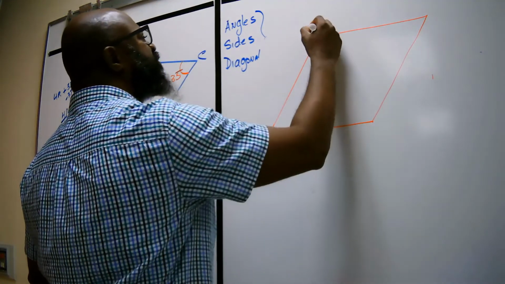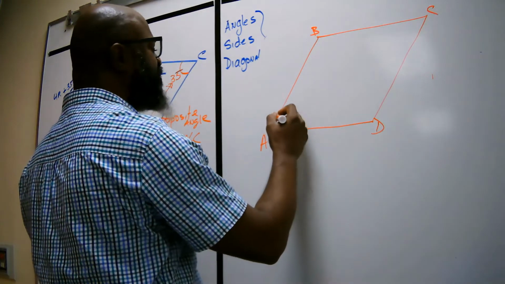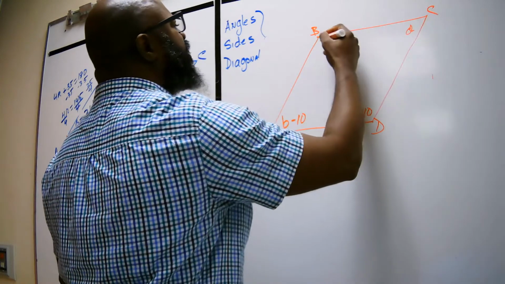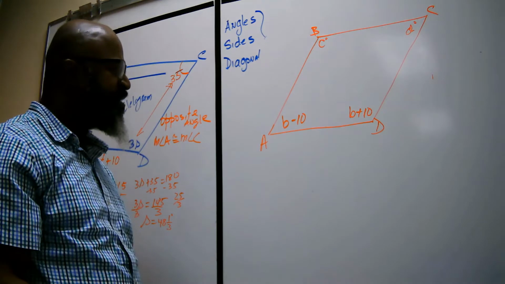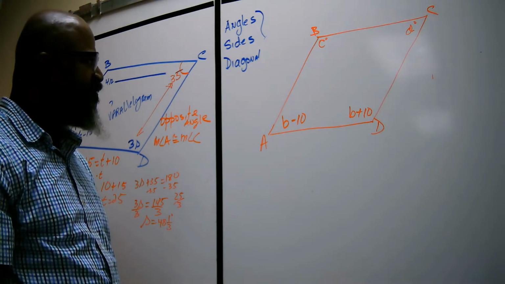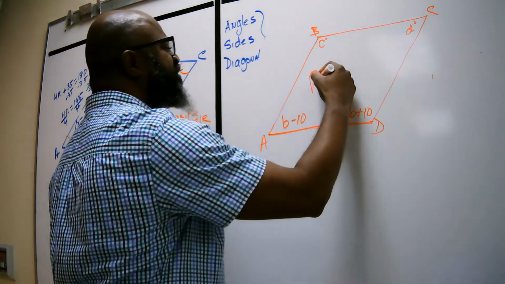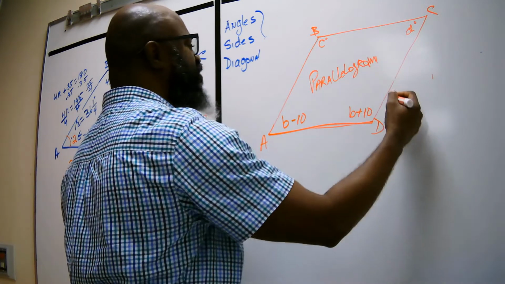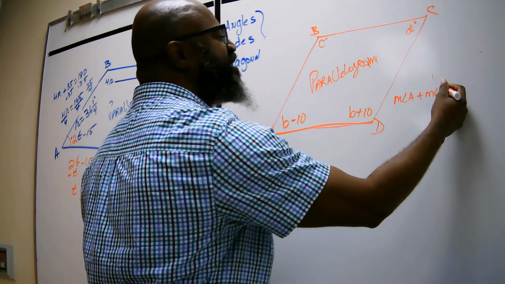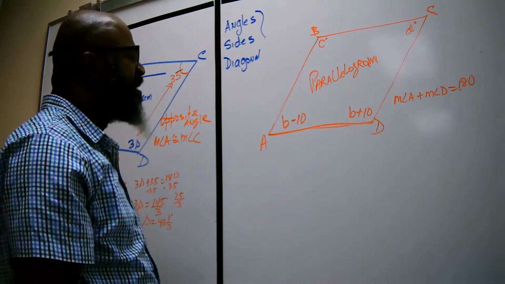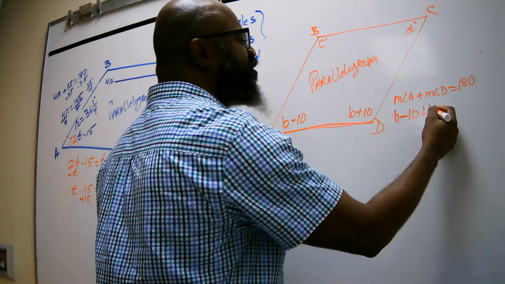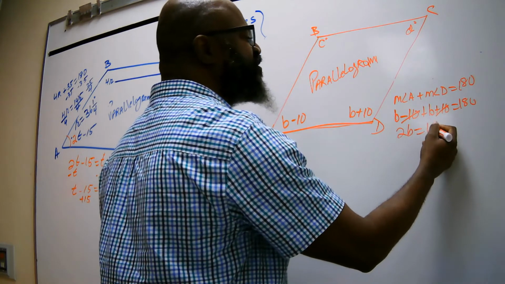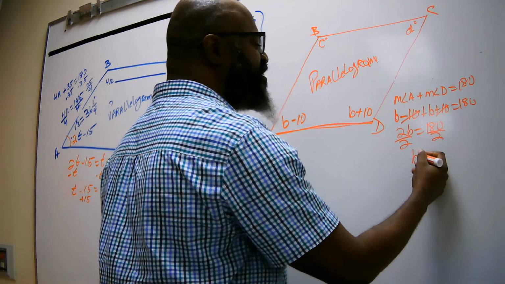They're telling you angle A is B minus 10 and angle D is B plus 10, and this is D and this is C. You need to find all of the missing variables. As I can see, it's easier for me to solve for B. Since it's a parallelogram, I'm going to use consecutive angles are supplementary. So the measure of angle A plus the measure of angle D will be equal to 180. That's consecutive angles being supplementary. In this case, I will have B minus 10 plus B plus 10 is equal to 180. So the 10 cancels with the 10, I will have 2B is equal to 180, divided by 2. In this case, B is 90 degrees.